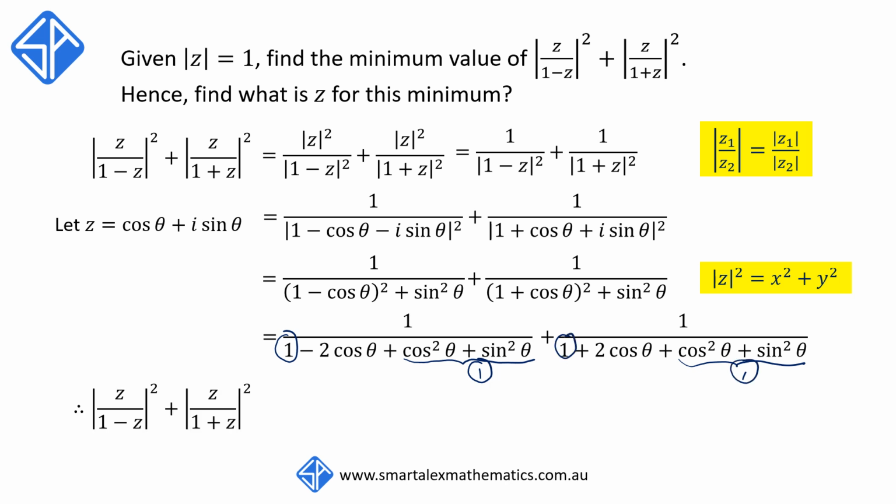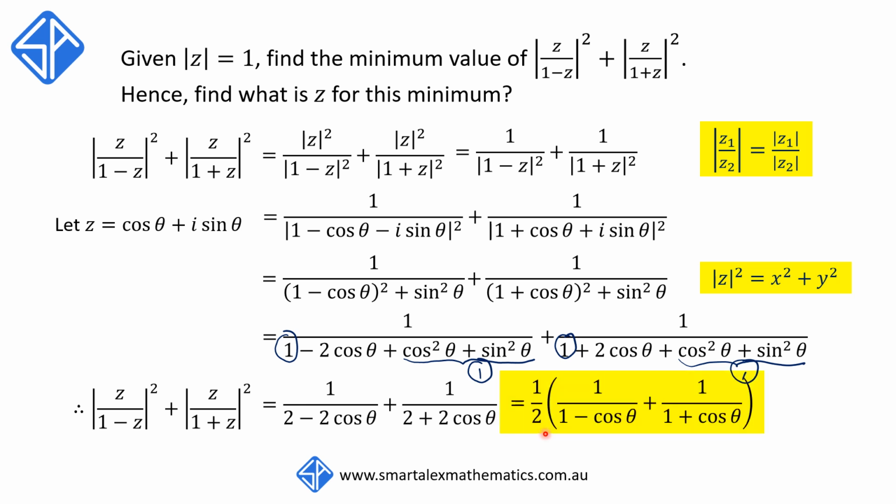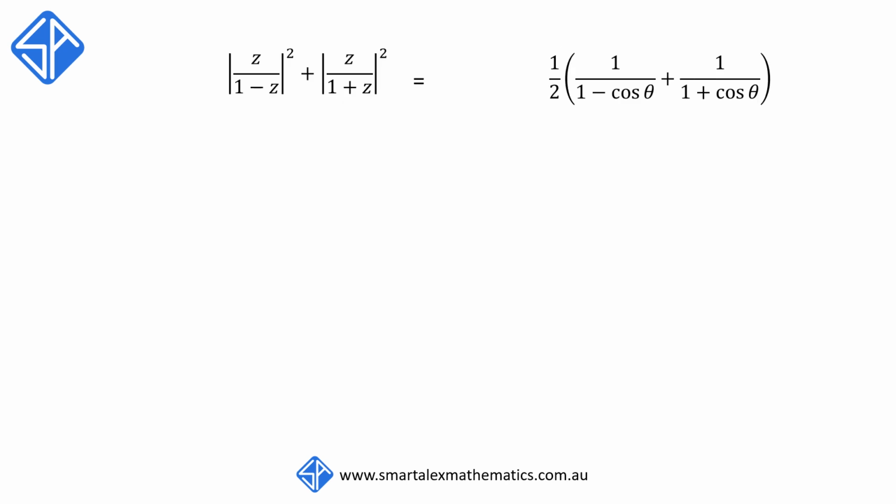So our original expression can be reduced to 1 divided by 2 minus 2 cos theta plus 1 divided by 2 plus 2 cos theta. We then factorize out the half on both of these fractions, and the simplified expression is a half multiplied by 1 divided by 1 minus cos theta plus 1 divided by 1 plus cos theta. So now that we've established that our original expression in terms of z can be expressed as its equivalent in terms of theta, the minimum value of this expression would be the same as the minimum value of this expression.